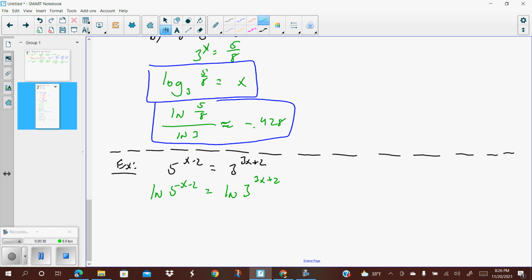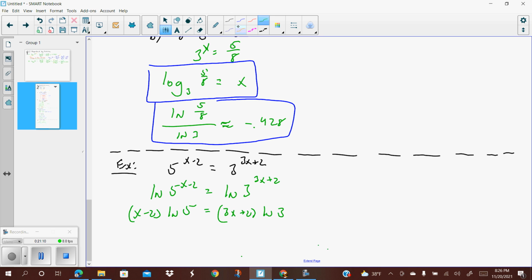So now I'm going to bring the x minus 2 out to the front. I'm going to keep it in parentheses just to make sure that I remember I'm going to have to distribute. I'm going to bring the 3x plus 2 out to the front of the natural log of 3. Again, keep it in parentheses to make sure you don't forget you're going to have to distribute. So now what I have is x minus 2 times the natural log of 5 and 3x plus 2 times the natural log of 3 on opposite sides of the equal sign.